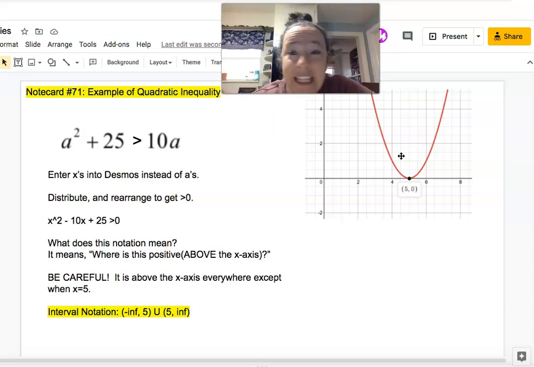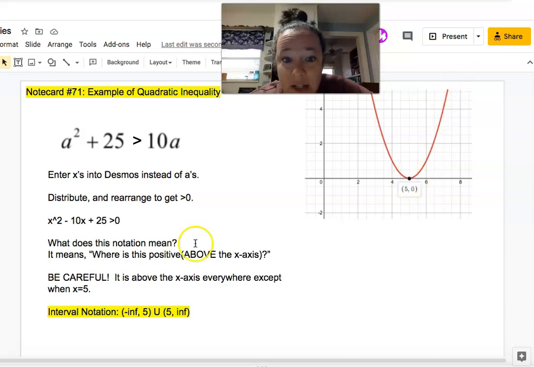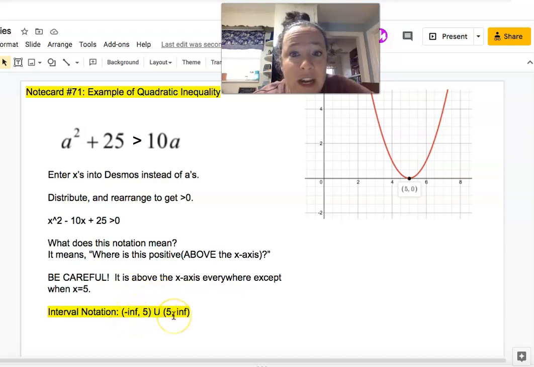But in fact, this is only above the x-axis right here and right here, not on the x-intercept. So you have to split it like this. So it's above the x-axis everywhere except when x equals 5. So it'd be -infinity to 5, union 5 to infinity, because we cannot include the 5. All right, so pause me and finish up note card 71.